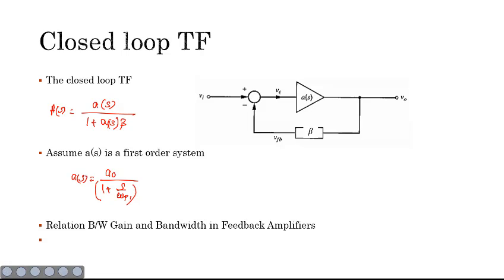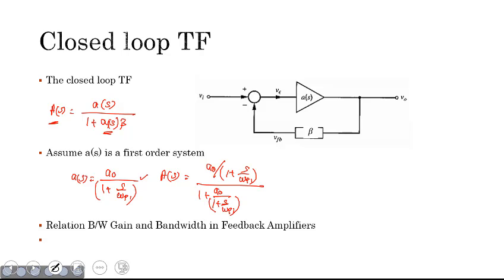So now I'm just going to plug this expression of A of S into the closed loop transfer function. So let me write it over here, that is A naught divided by 1 plus S by omega p1, and again I have a term A of S, which could be replaced with A naught divided by 1 plus S by omega p1, times beta. Now we are going to rewrite them as something like A naught divided by 1 plus beta times A naught. So this kind of expression we have already dealt with, so I'm just directly writing the final expression here.